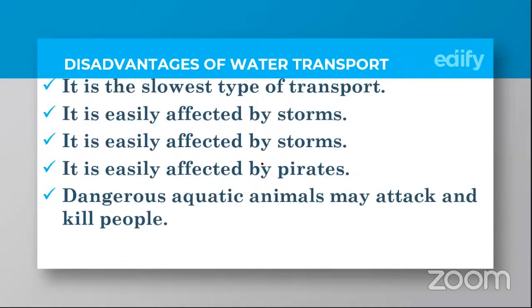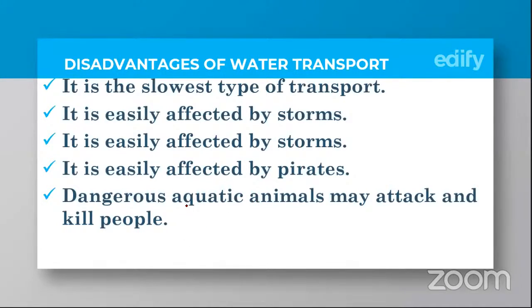We have some of the water bodies like shallow rivers. Some of the rivers have very dangerous aquatic animals, dangerous water animals. I want to give you an example. The time I crossed from Adjumani going to Moyo, the River Nile has hippopotamus. They are very, very dangerous animals.